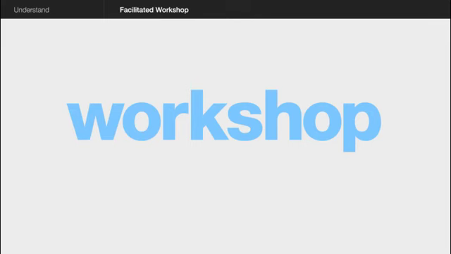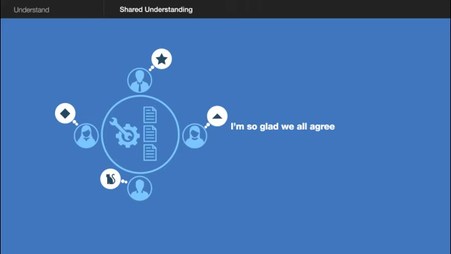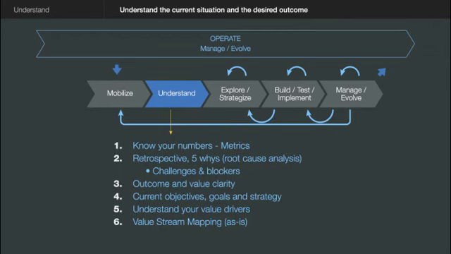It is important to have a facilitated workshop, have all the participants identified in the mobilize phase present, have a facilitator, and run the understand stage in a series of little workshops, or maybe just one workshop over a couple of hours. The purpose again is to get shared understanding of the problem and of the desired outcome.